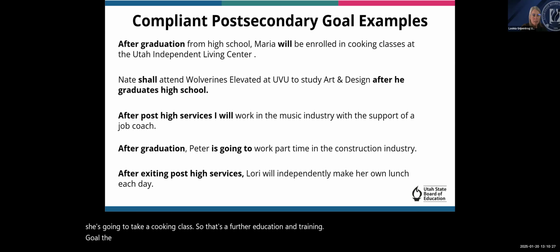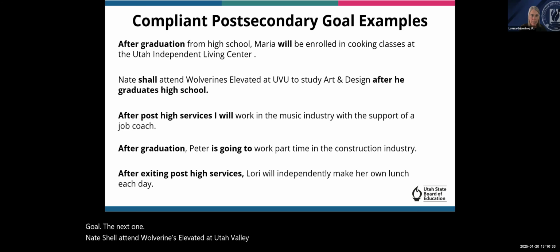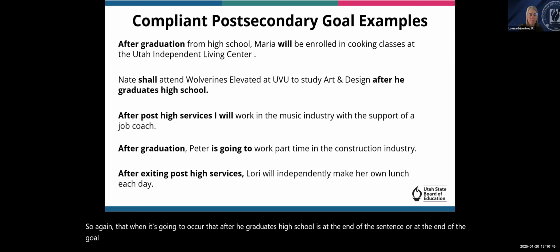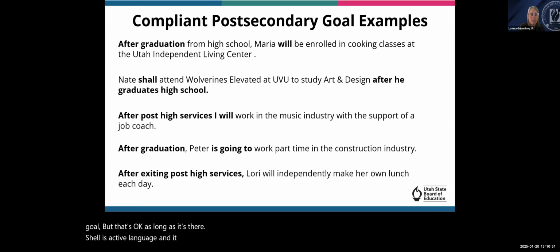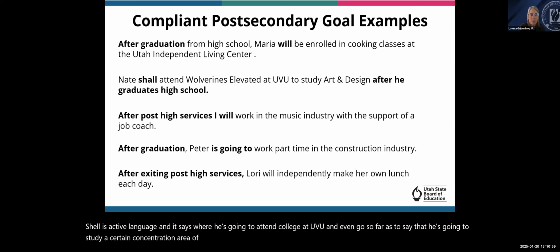The next one: Nate shall attend Wolverines Elevated at Utah Valley University to study art and design after he graduates high school. So again, when it's going to occur, after he graduates high school, is at the end of the sentence, but that's okay as long as it's there. Shall is active language, and it says where he's going to attend college, at UVU, and even goes so far as to say that he's going to study a certain concentration area of art and design. So that's another example of a way you can write a compliant goal for post-secondary education, where he's going to go.